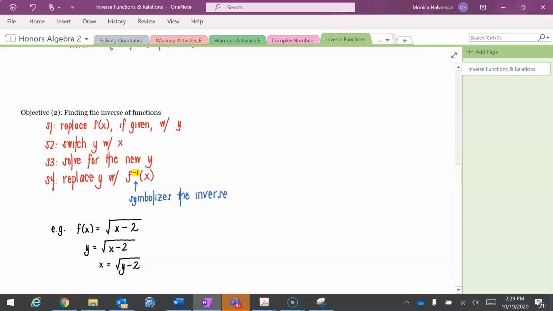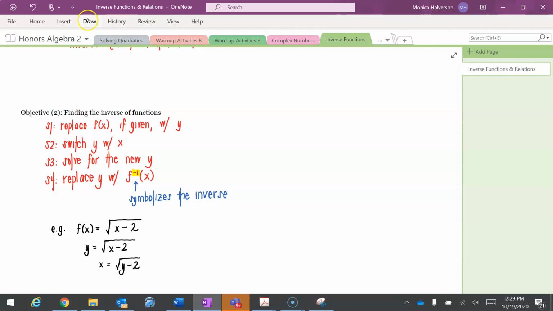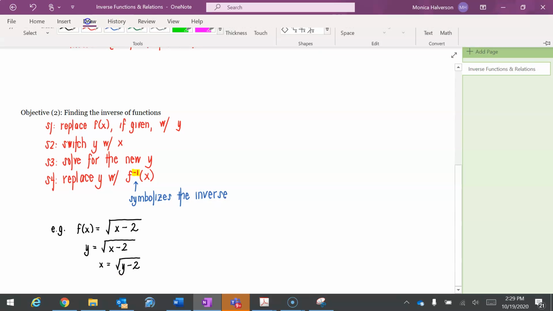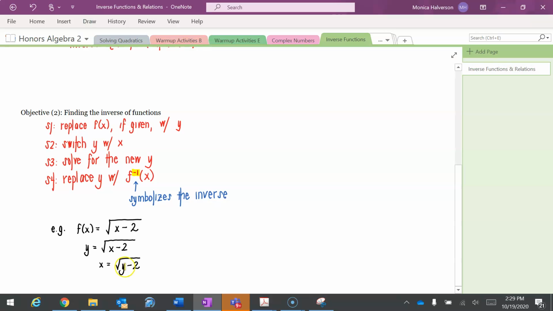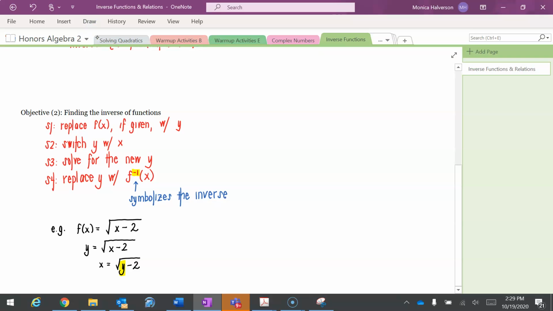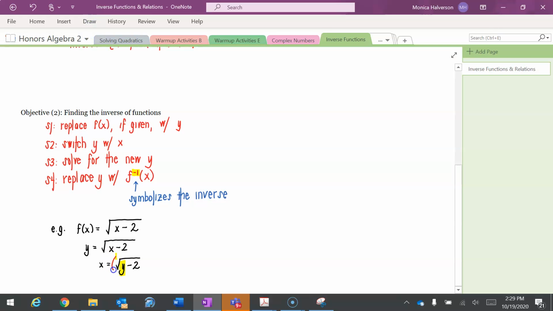Okay? Now we need to isolate this y because that's what we're solving for. We need to get it out of the radical. So we're going to do that by raising both sides to the second power to get rid of the radical.